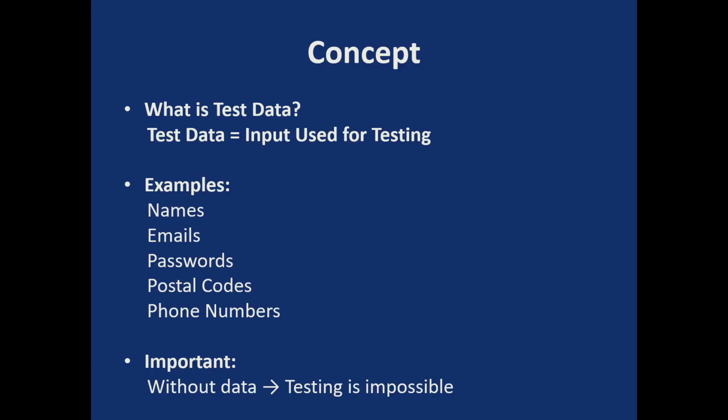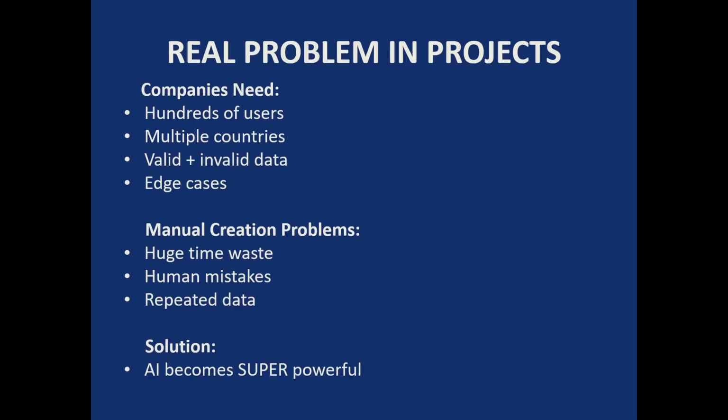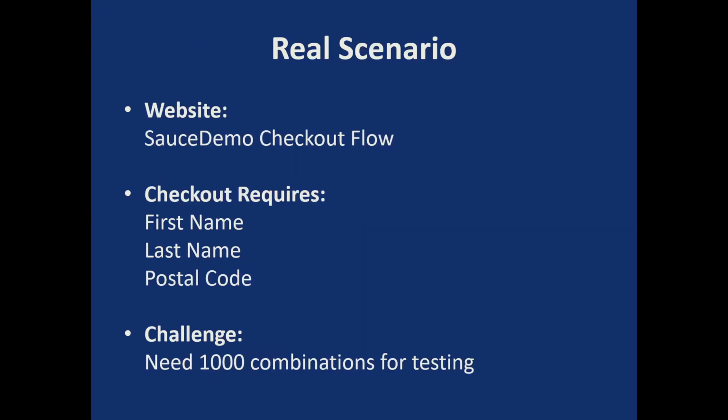First understand this: test data is basically the input used for testing. For example, names, emails, passwords, postal codes, phone numbers. Testing is impossible without data. So let's look at the real problem in projects. Real companies need hundreds of users, multiple countries, valid and invalid data, and edge cases. Creating it manually means huge time waste, human mistakes, and repeated data. This is where AI becomes super powerful.